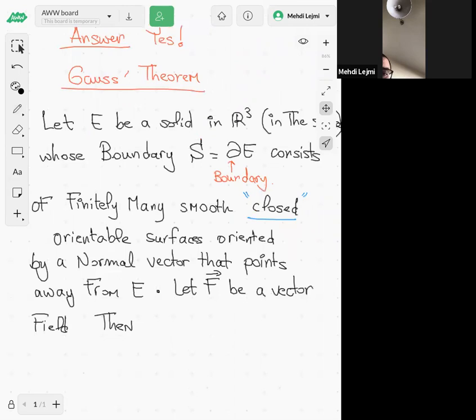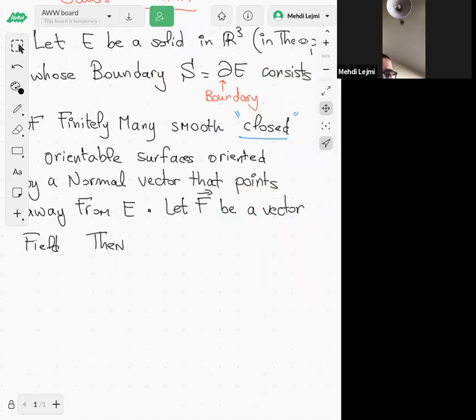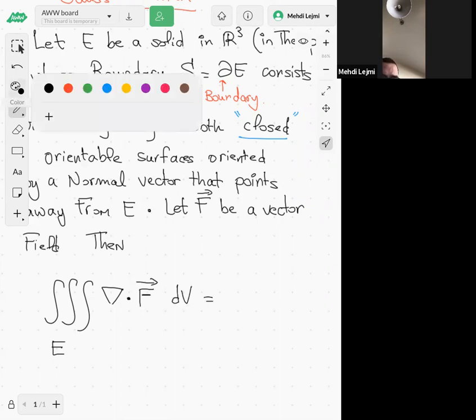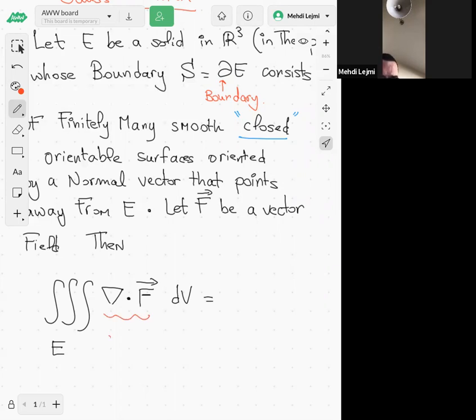The triple integral over the solid E of the divergence of the vector field F is equal to... So this is actually a divergence of F. This is not the curl of F. It's not like in Stokes' theorem.